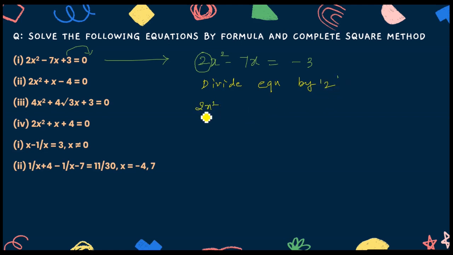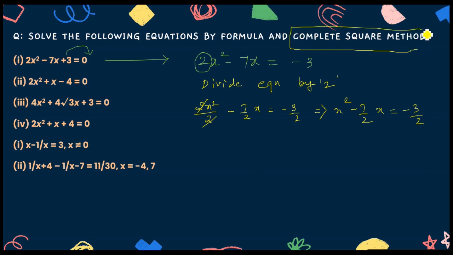So what will happen now? 2x square by 2 minus 7 by 2x equal to minus 3 by 2. This 2 will get cancelled and you will remain with x square minus 7 by 2x equal to minus 3 by 2. Okay, now this is ready. What method are we following? The completing square method. So you have to complete the square.